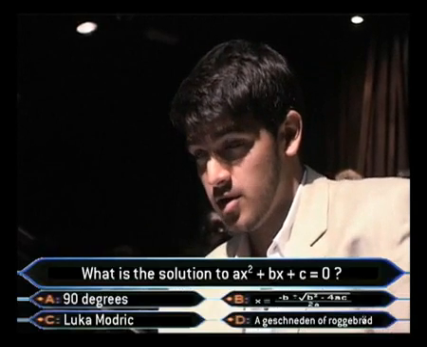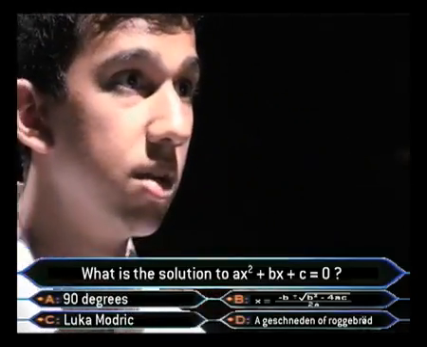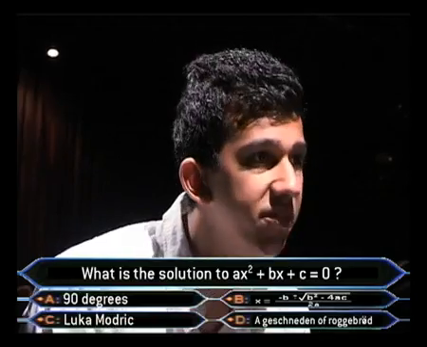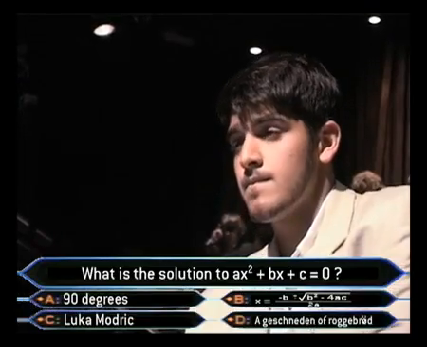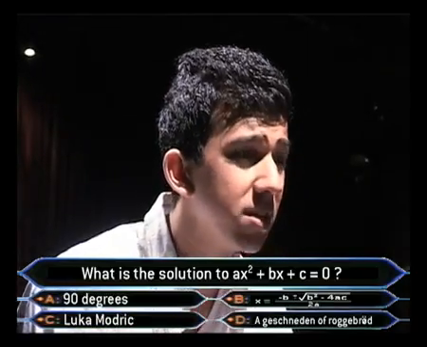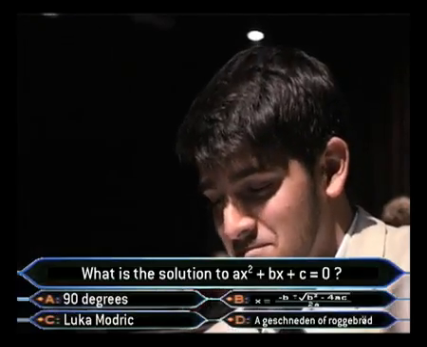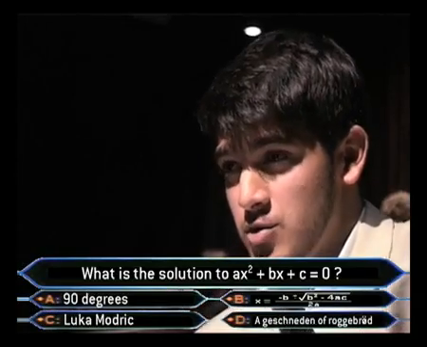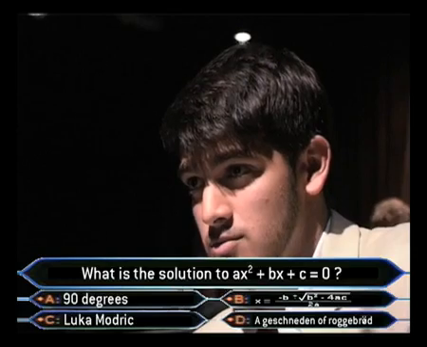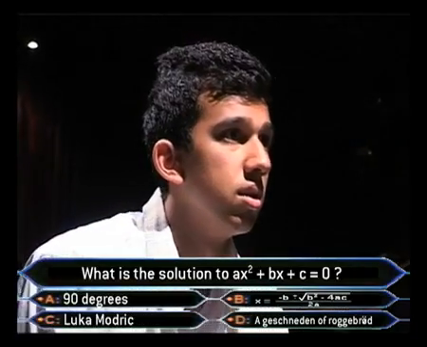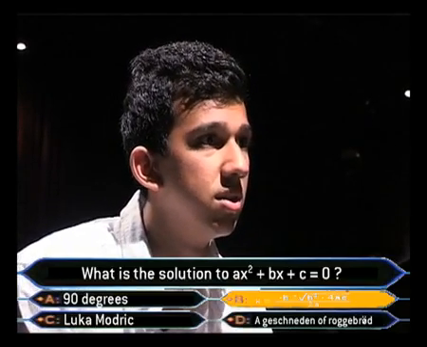I need an answer, Mathswala. It's B. x equals negative B plus or minus the square root of B squared minus 4AC, and you divide it all by 2A. So, for 20 million rupees, this is your final answer. Final answer.